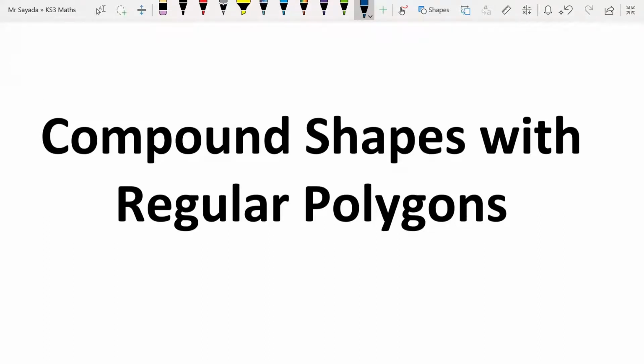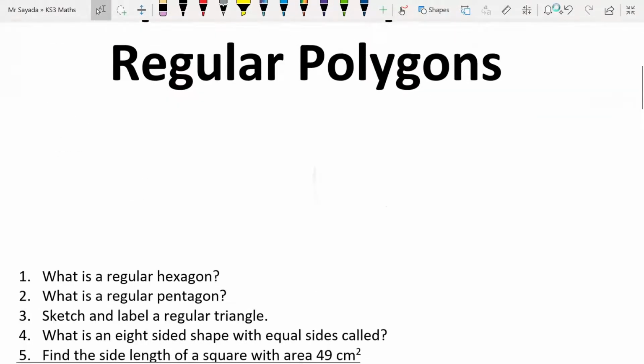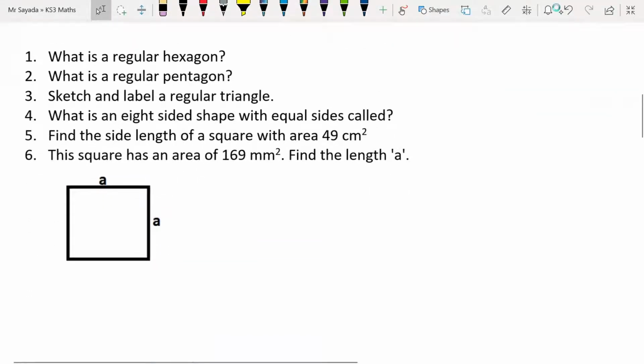In this video, we're going to look at some interesting compound shapes which are made from a square attached to a regular polygon. But before we can do that, we need to start by checking that you remember what regular polygons are. So please pause the video and do these questions. Press play once you've done them.